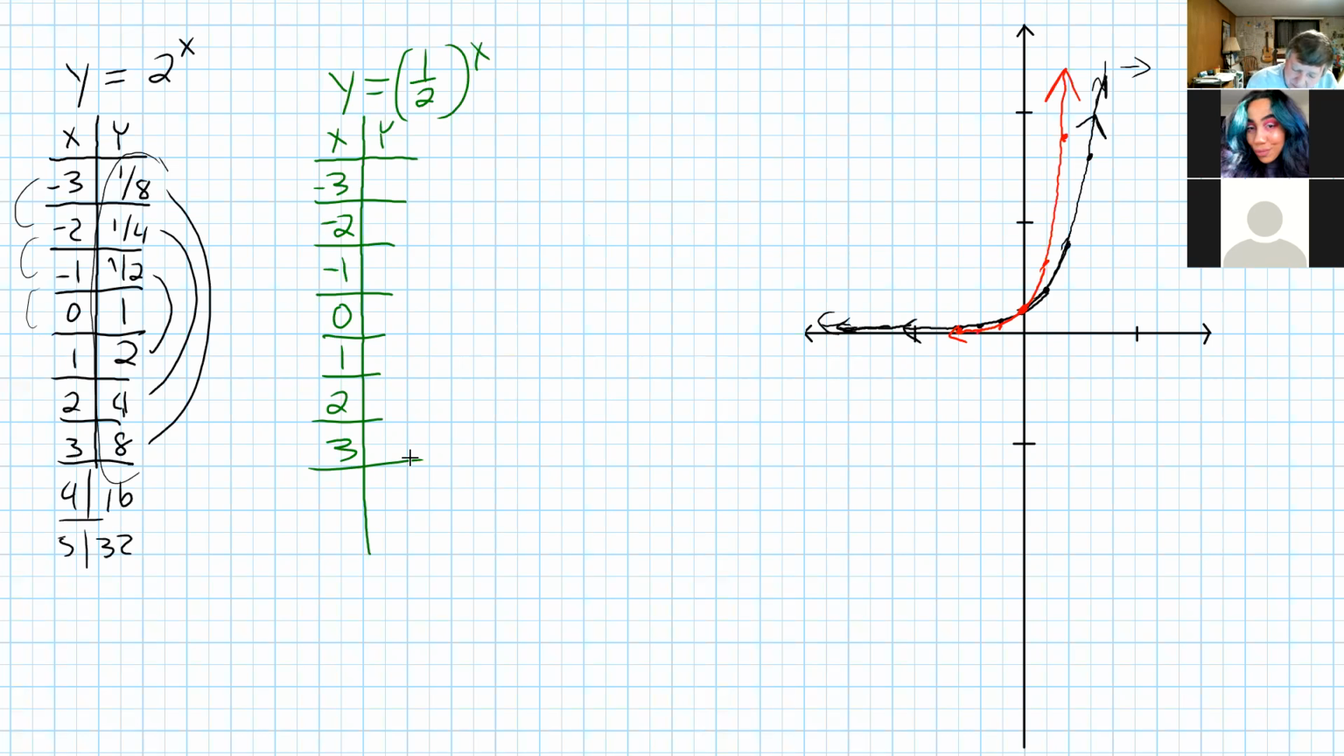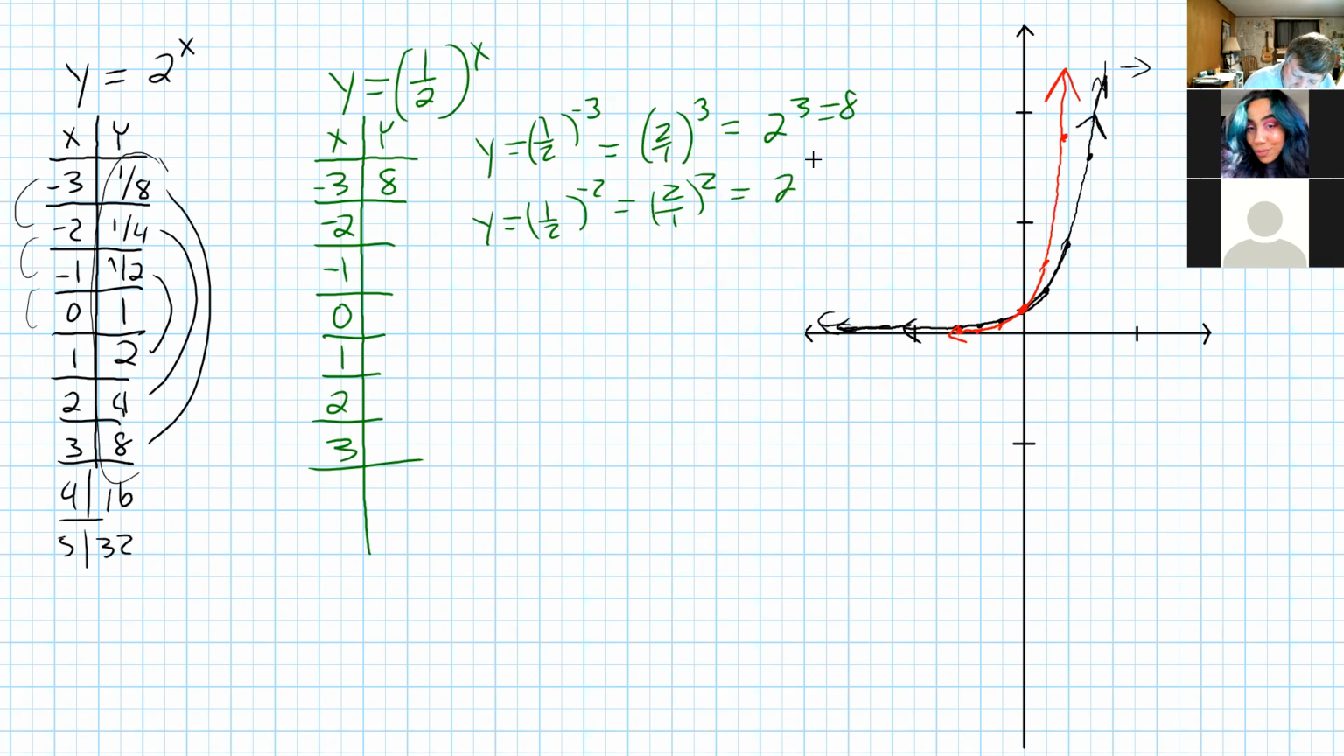Now, if x is -3, then y equals 1/2 to the -3 power, which would be the reciprocal, or 2 over 1 to the +3 power, which is just 2 to the 3rd power, or 8. If x is -2, y equals 1/2 to the -2 power, which is 2 over 1 to the 2 power, or 2 to the 2 power, which is 4.